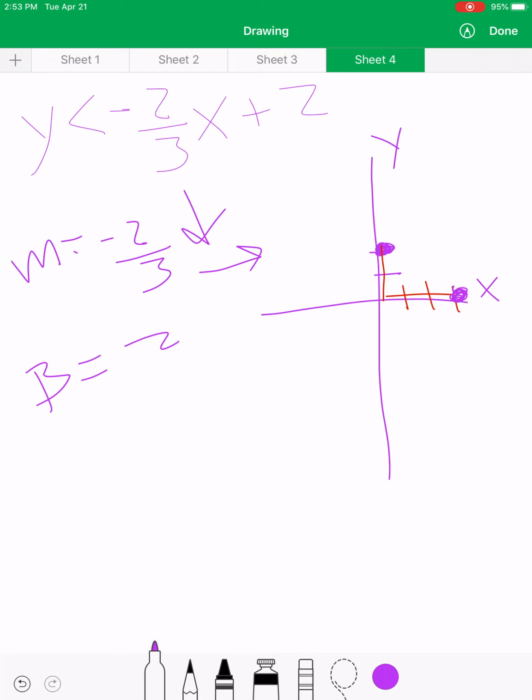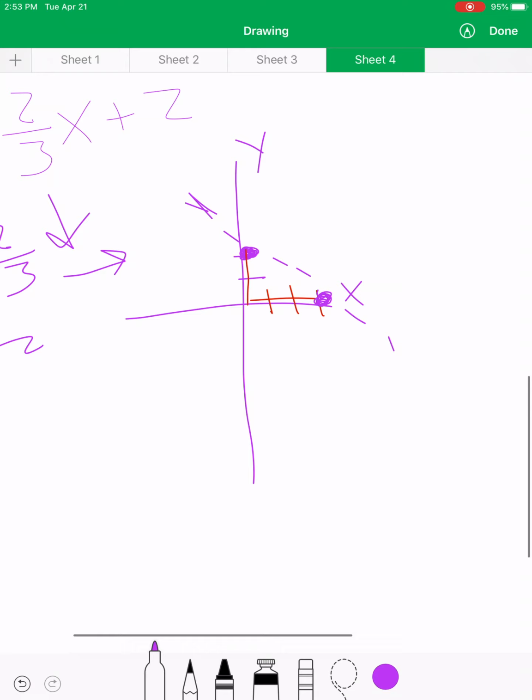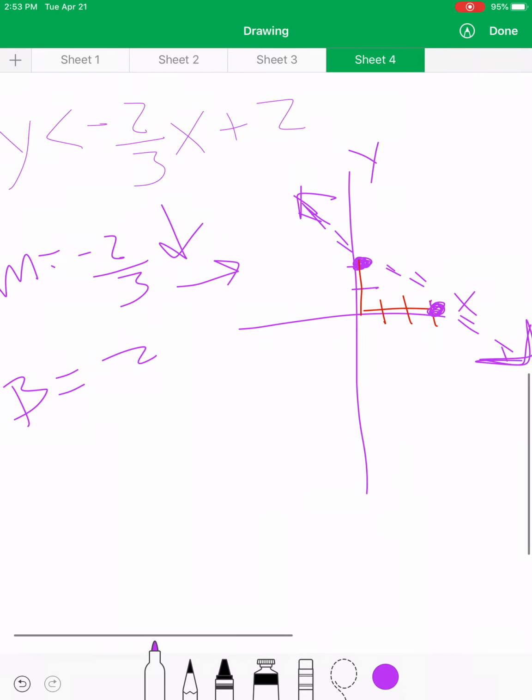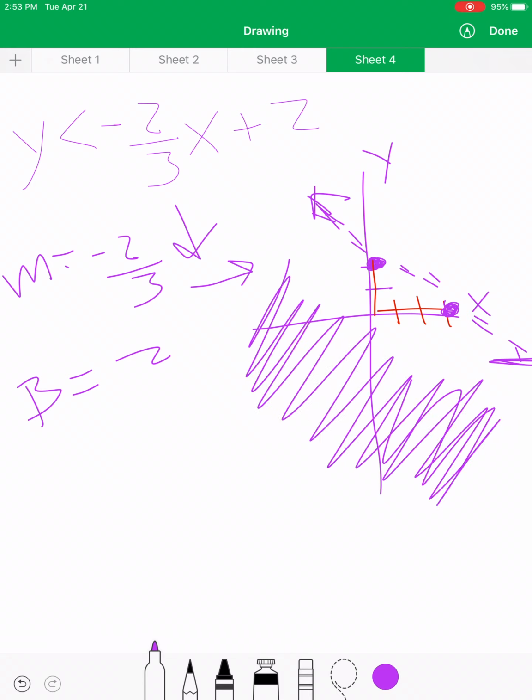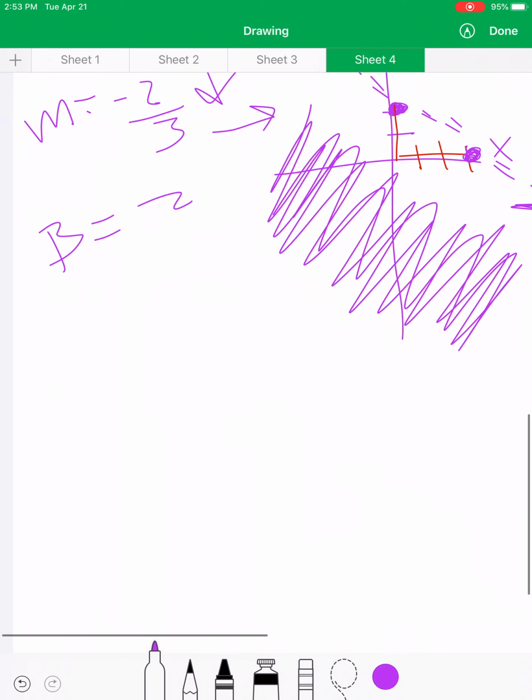All right? Y is less than. There is no dash underneath this, so this is going to be that type of line. And I know that's really poorly drawn, but you get the idea, all right? There's the dashed line. Y is less than. If y is less than, we shade below the line, all right?